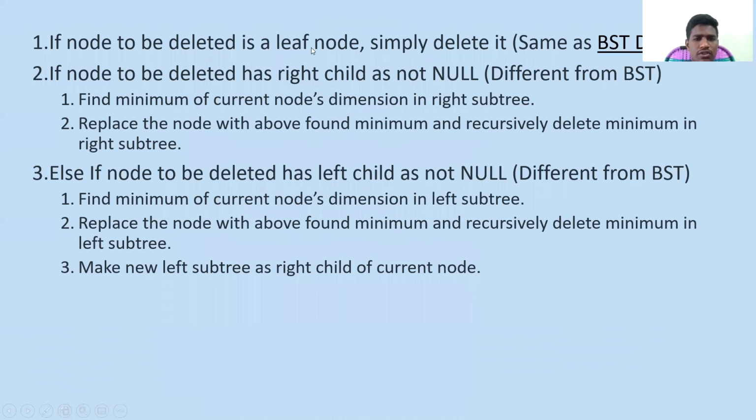If the node to be deleted is a leaf node, delete it the same as in a BST, that is, a binary search tree. If the node to be deleted has a right child that is not null, different from BST, find the minimum of the current node's dimension in the right subtree. Replace the node with the above found minimum and recursively delete the minimum in the right subtree. Else, if the node to be deleted has a left child that is not null, different from BST, find the minimum of the current node's dimension in the left subtree, replace the node with the above found minimum and recursively delete the minimum in the left subtree. Make the new left subtree the right child of the current node.